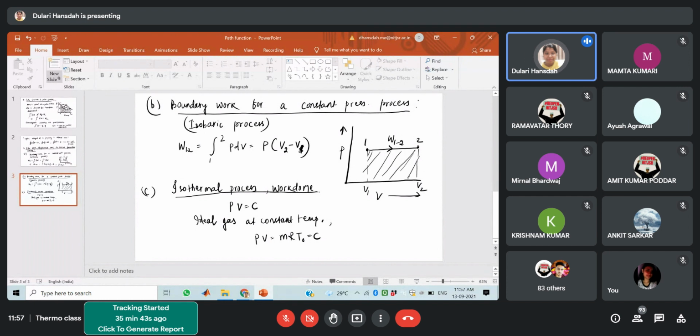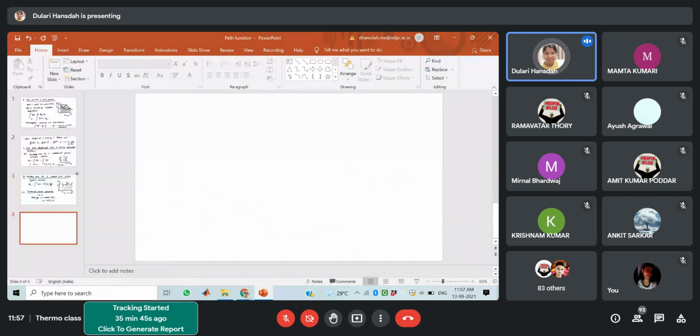In this case, you have to find out what your work done is, the work output or work transfer. So let us draw this diagram, the PV diagram. I'm considering the expansion work only, where the change of state is from 1 to 2. In the case of the isothermal process, this will be PV equal to constant.